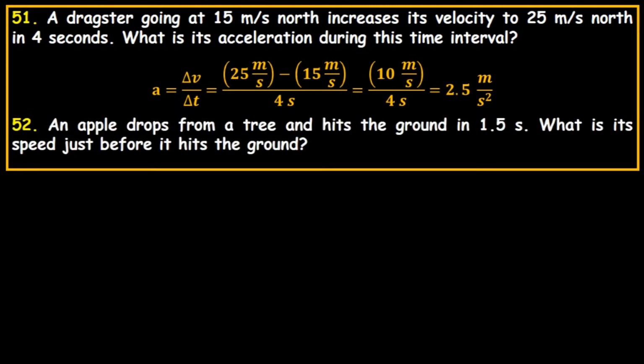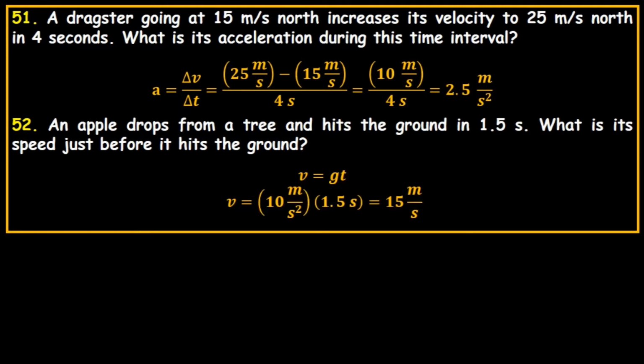An apple drops from a tree and hits the ground in 1.5 seconds. What is its speed just before it hits the ground? Well, V equals g t would be the equation. So V equals 10 meters per second squared times 1.5 seconds, and that equals 15 meters per second.